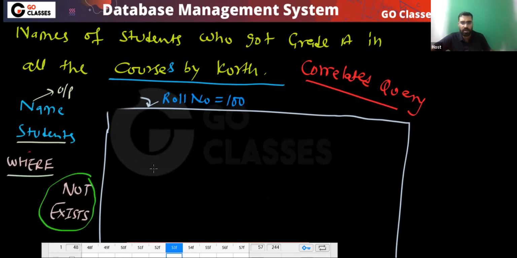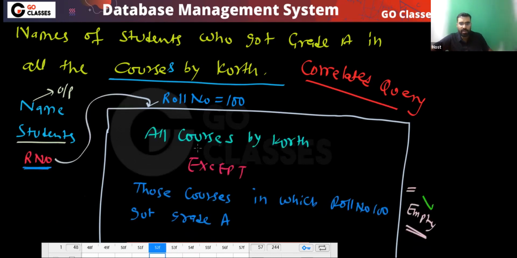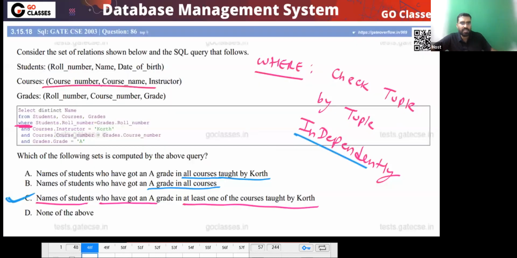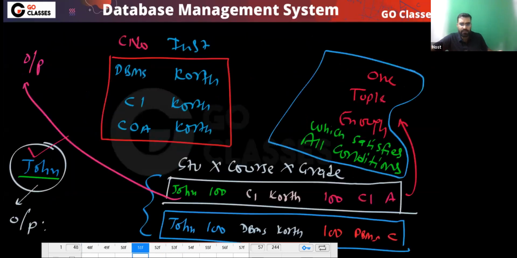See, I'm going step by step. Now what will I do inside? I will find all the courses taught by course. These I can find from a single table. From this table I can find the course number by course. So these I can find from the single table.